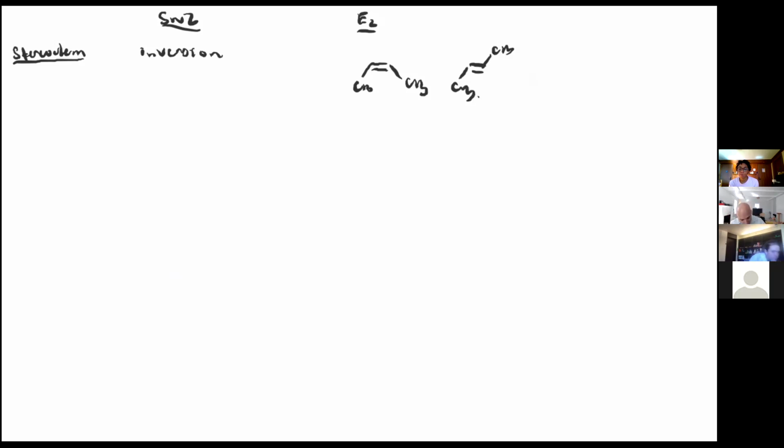And where they end up is a consequence of the geometry of the starting material. And so what we'll do is we'll put all of these as just R1, R2, R3, R4.